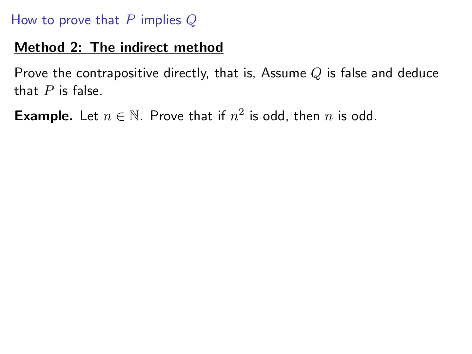I have alluded to this method in the implication video, that another way to prove an implication is to prove its contrapositive. So assume Q is false and deduce that P is false. Okay? So in order to prove P implies Q, we prove not Q implies not P, which we know is equivalent to P implies Q. Okay, let's take a look at this example. Let n be in N. Prove that if n squared is odd, then n is odd.